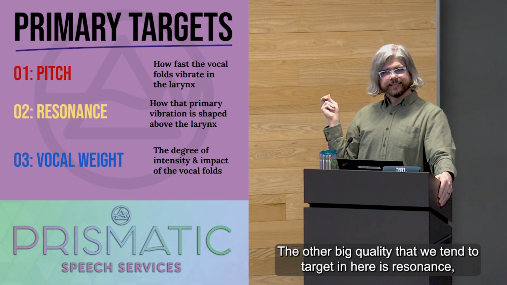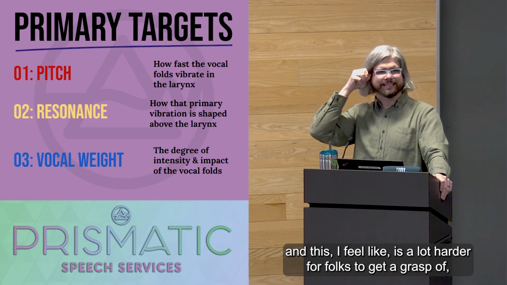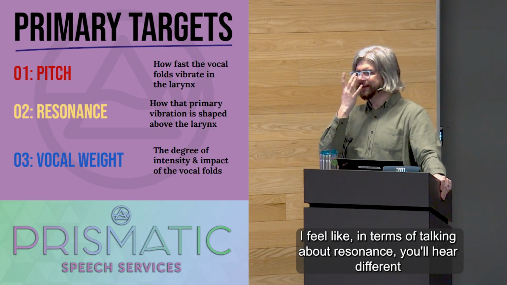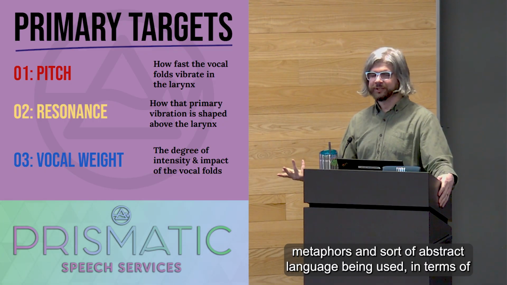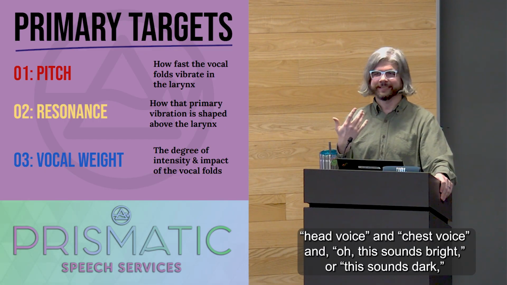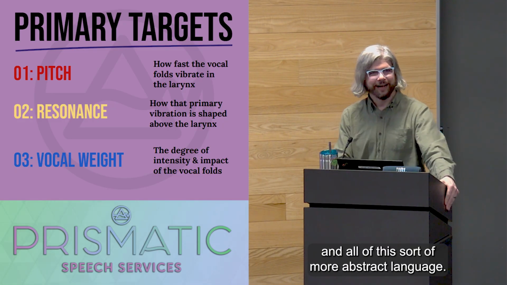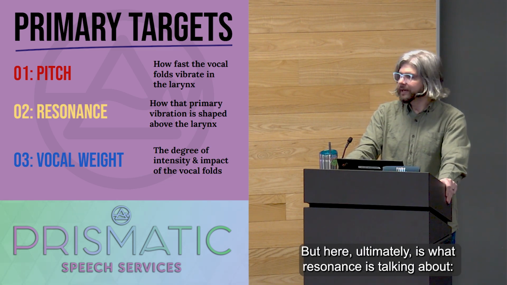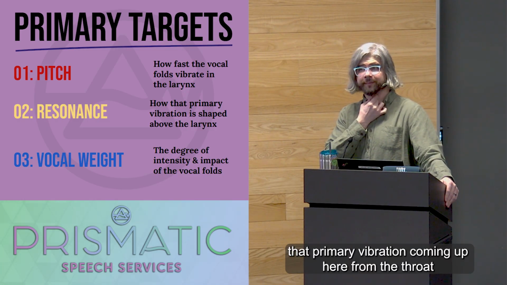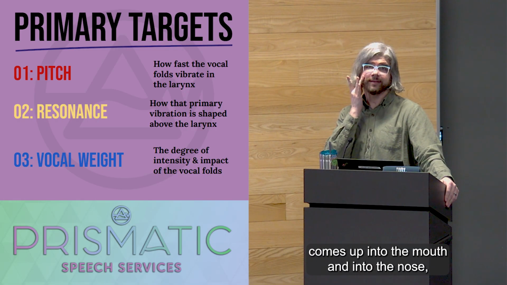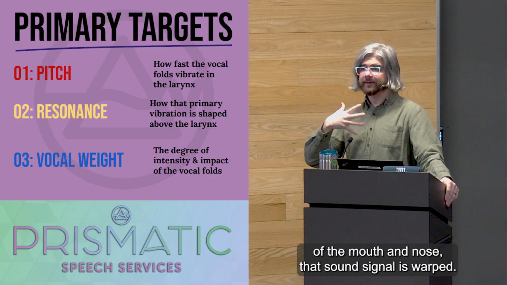The other big quality that we tend to target in here is resonance. And this, I feel like, is a lot harder for folks to get a grasp of because it seems a little bit more mercurial. In talking about resonance, you'll hear different metaphors and abstract language being used, like head voice and chest voice, and oh, this sounds bright or this sounds dark, and all of this more abstract language. But here ultimately is what resonance is talking about. That primary vibration coming up from the throat comes up into the mouth and into the nose. And depending on the size and shape of the mouth and nose, that sound signal is warped.